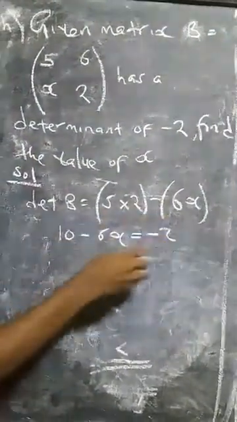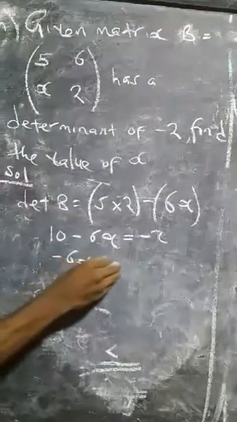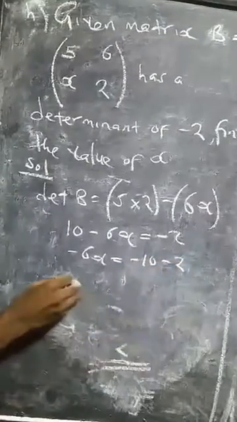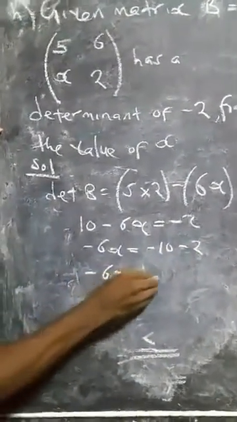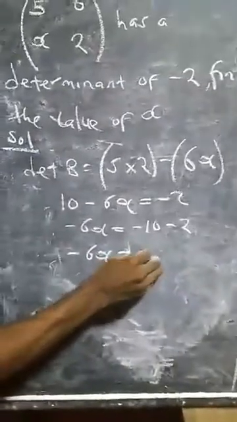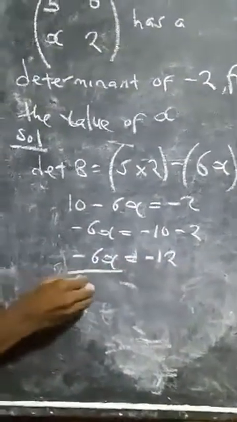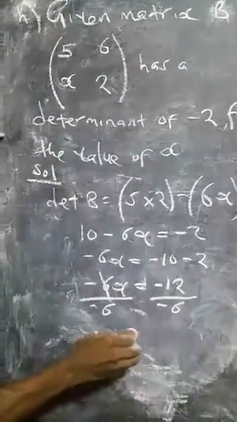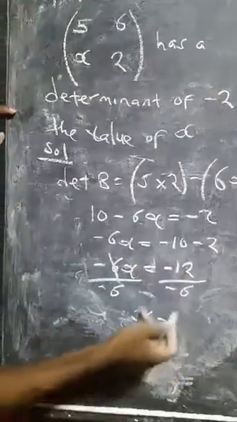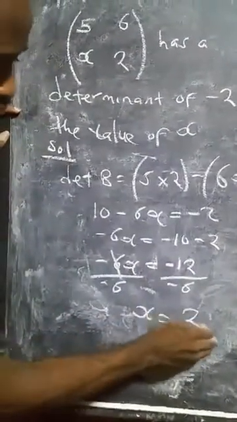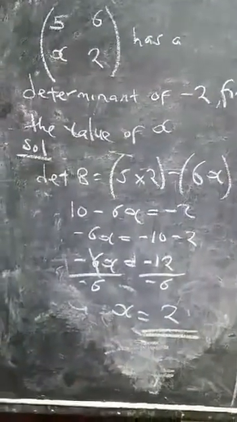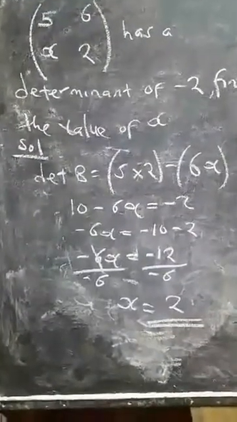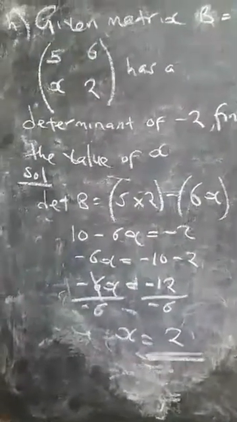So 10 goes the other side. So it's -6x is equal to -10 minus 2, that's -12. We divide over -6. So negative over negative is positive. 6 into 12, that's a 2. So x is 2.